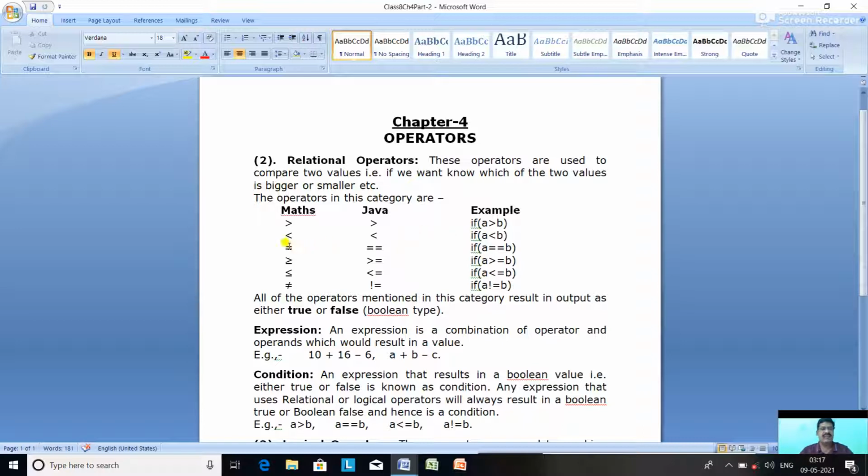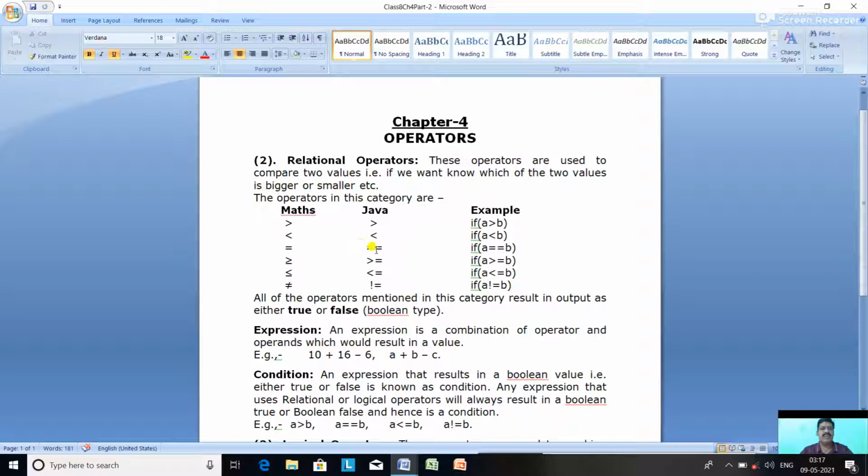The single equal to sign compares in math. It is used to compare two values, whether they are equal or not. But the single equal to sign is known as the assignment operator of Java. It is used to assign a value to a variable.